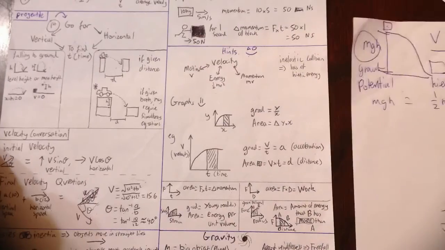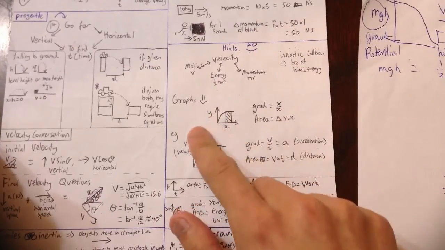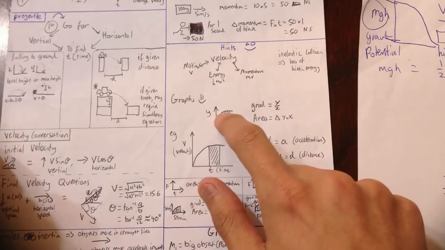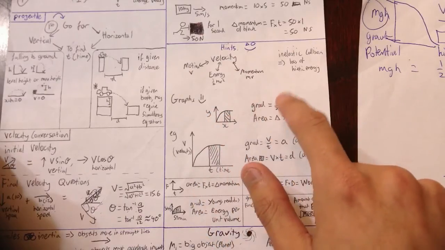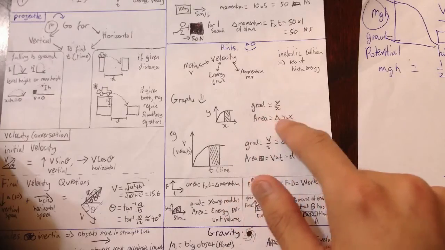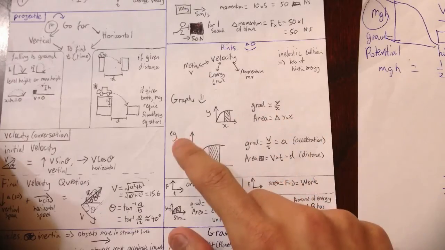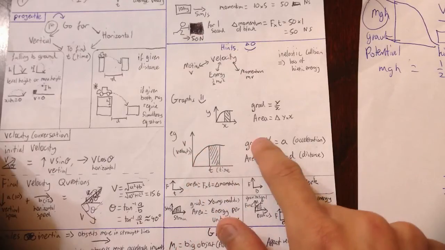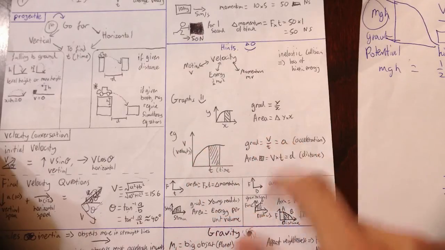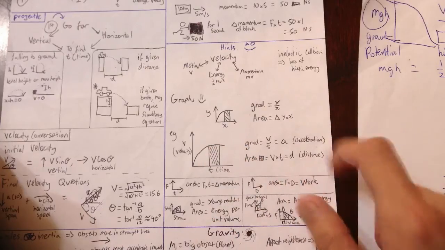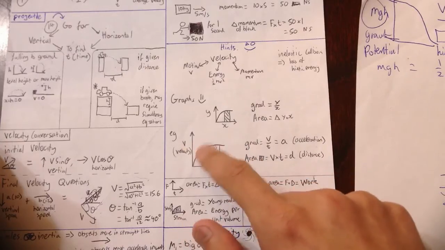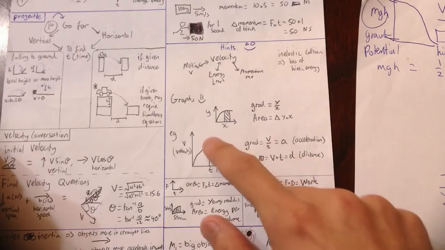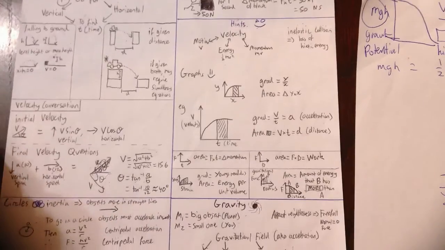Graphs. This is useful. When you have any graph, what is the gradient? The gradient is y on x. What is the area? y times x. How is that useful? If we take a velocity versus time graph, the gradient is v on t, and we know that's acceleration. If we look at the area, that's v times t, which is distance. The area under this curve is the distance between 2 points.